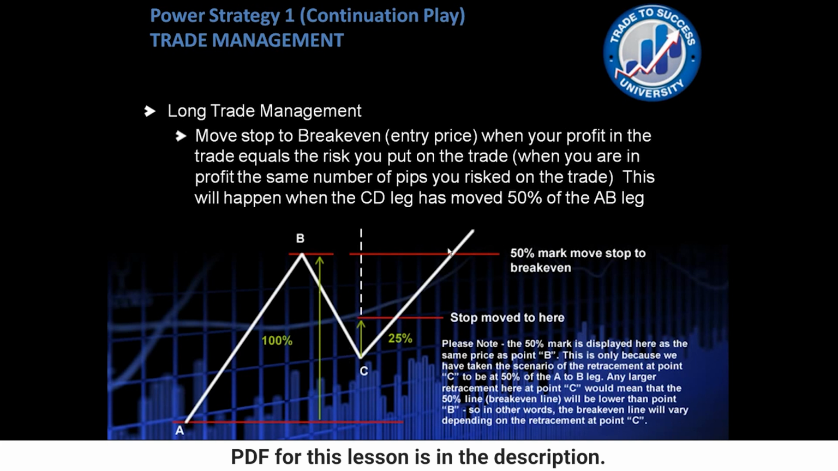So in other words, this break-even line obviously is just dependent on however low this retracement point C goes to. So all you're simply doing is working out what 50% of the A to B move is from point C, and that is your break-even point. It can vary depending on this retracement at point C.